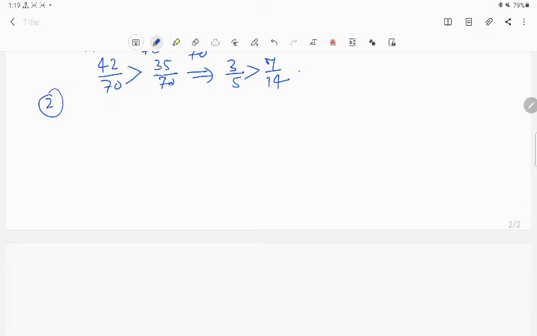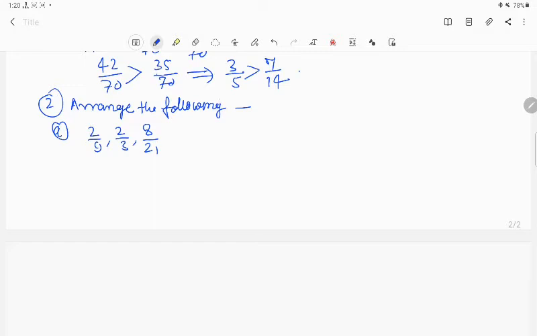Question number second, part C. Arrange the following in ascending order or descending order, like this. So how can we compare here? Arrange the following. First I tell and the remaining you complete: 2 by 9, comma, 2 by 3, comma, 8 by 21.